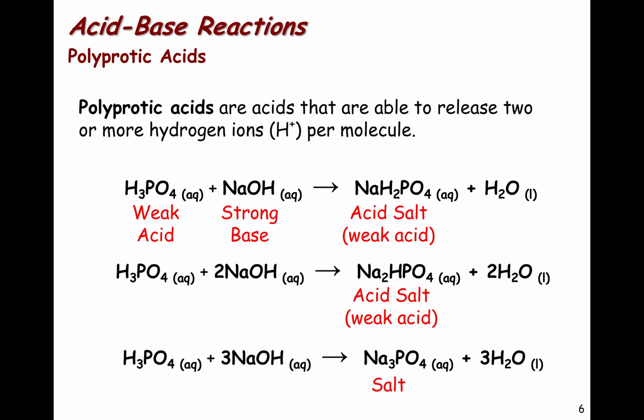And likewise, we could do a third reaction where we add 3 equivalents of sodium hydroxide to phosphoric acid, and that produces the ionic compound sodium phosphate.